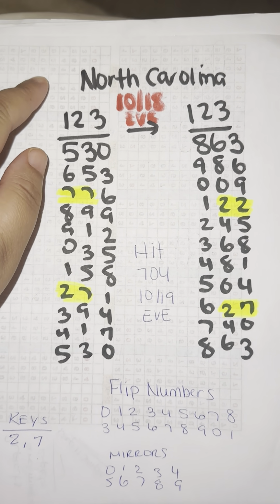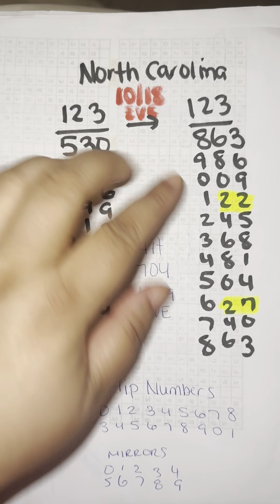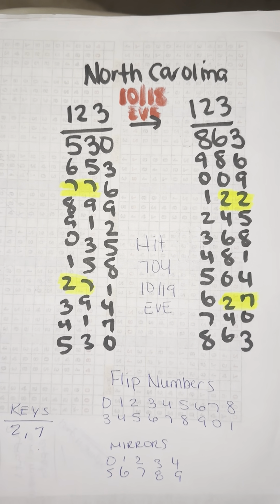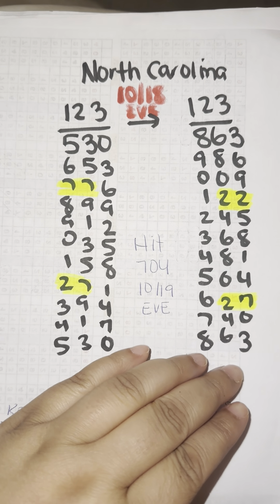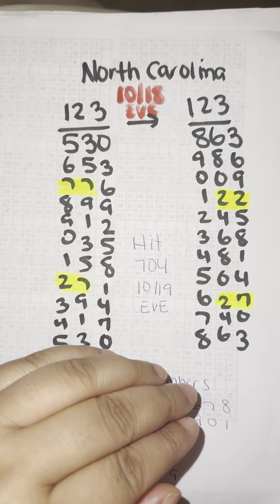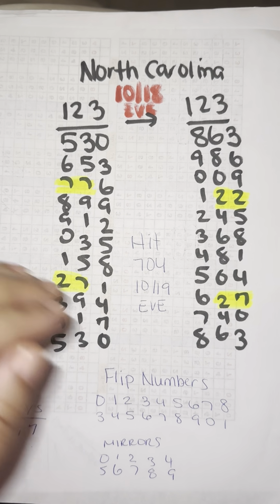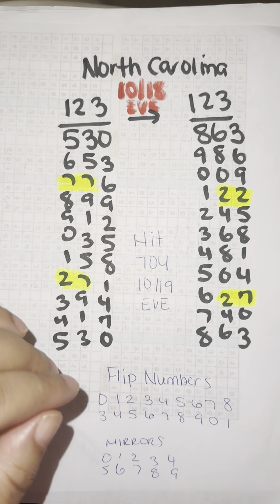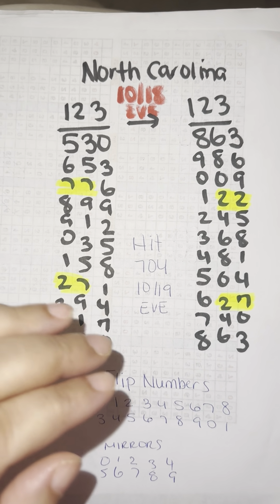So watch this. We're gonna go with North Carolina, October 18th evening. You guys have to learn to backtrack. I know you guys like using just your last draw for your state. I've been preaching this for years, and people are slowly but surely trying to catch on to it, but not fast enough because they're missing hits, and we don't want that, right?